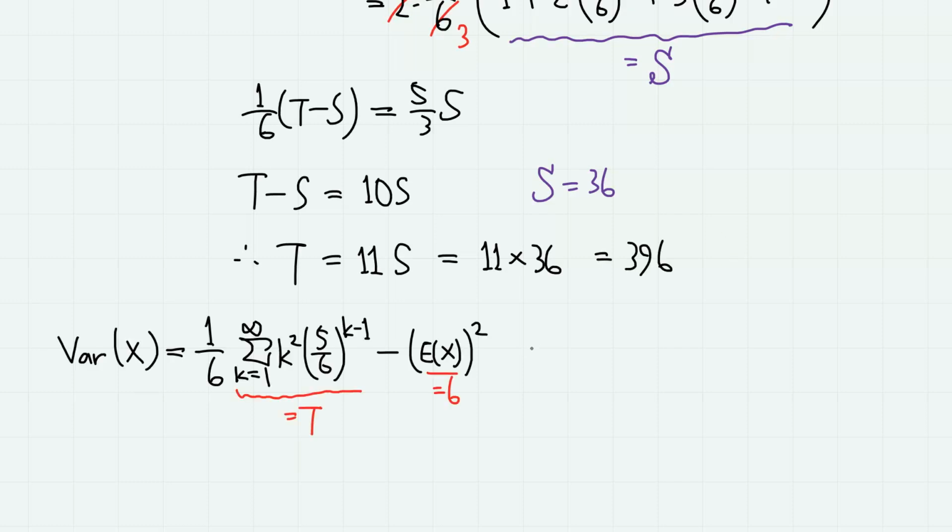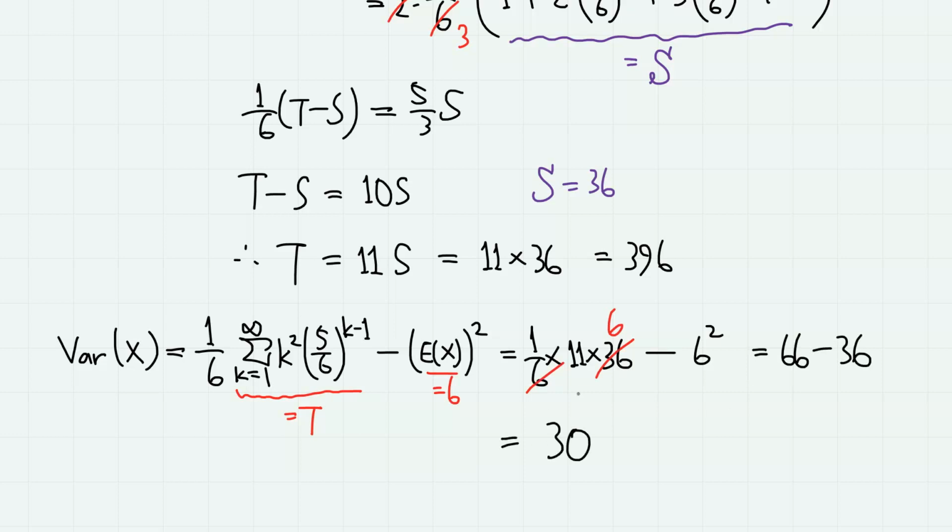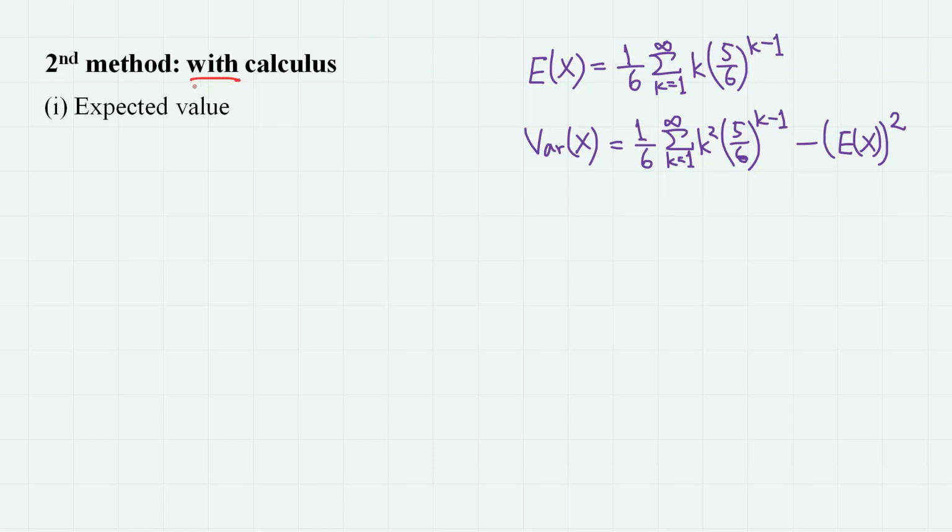Therefore, our variance is 1/6 of t. And here, let's actually use 11 times 36 and minus expected value squared, so 6 squared. So we have 66 minus 36, which is 30. And this is our variance. Alright, so that was the method without calculus. And now, the second method with calculus.